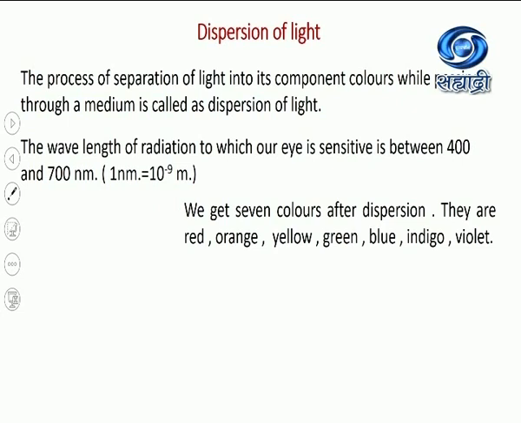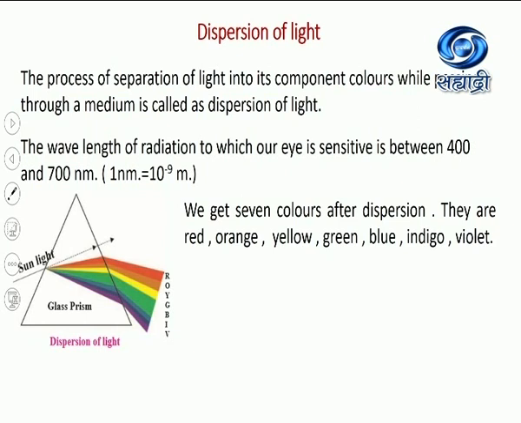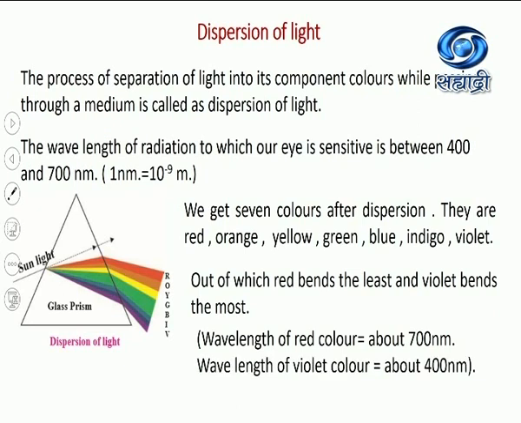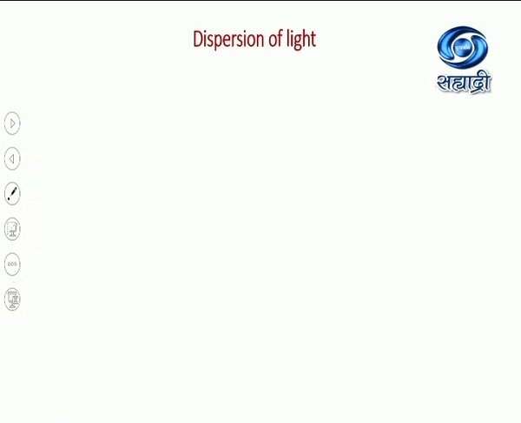They are red, orange, yellow, green, blue, indigo, and violet, out of which red bends the least and violet bends the most. Wavelength of red color is about 700 nanometers, while wavelength of violet color is about 400 nanometers. Therefore, signals are red in color.